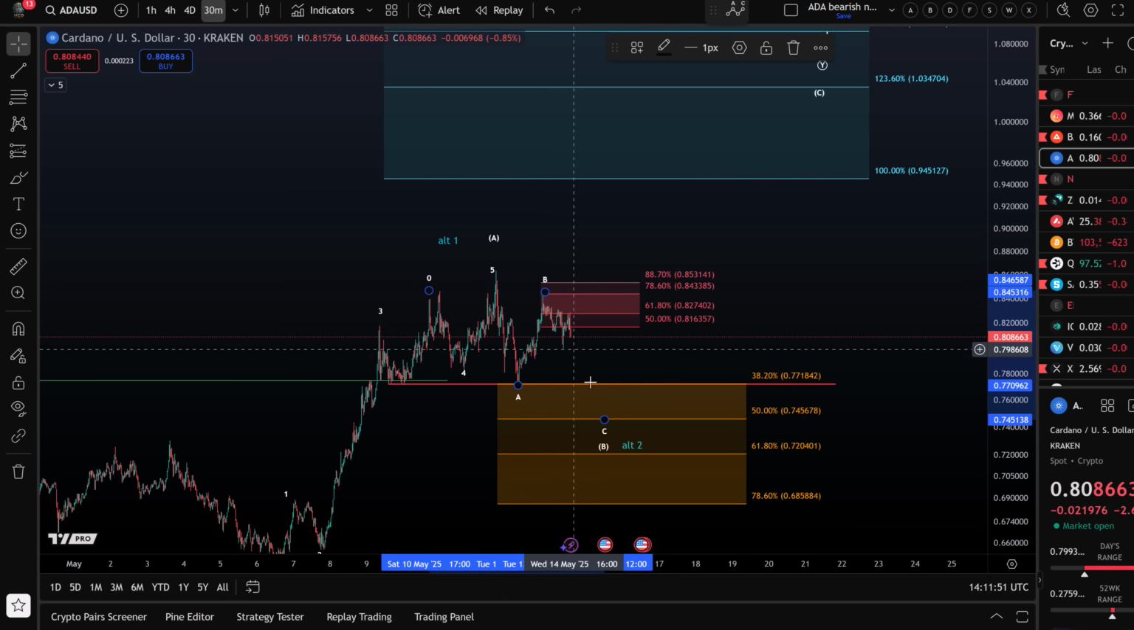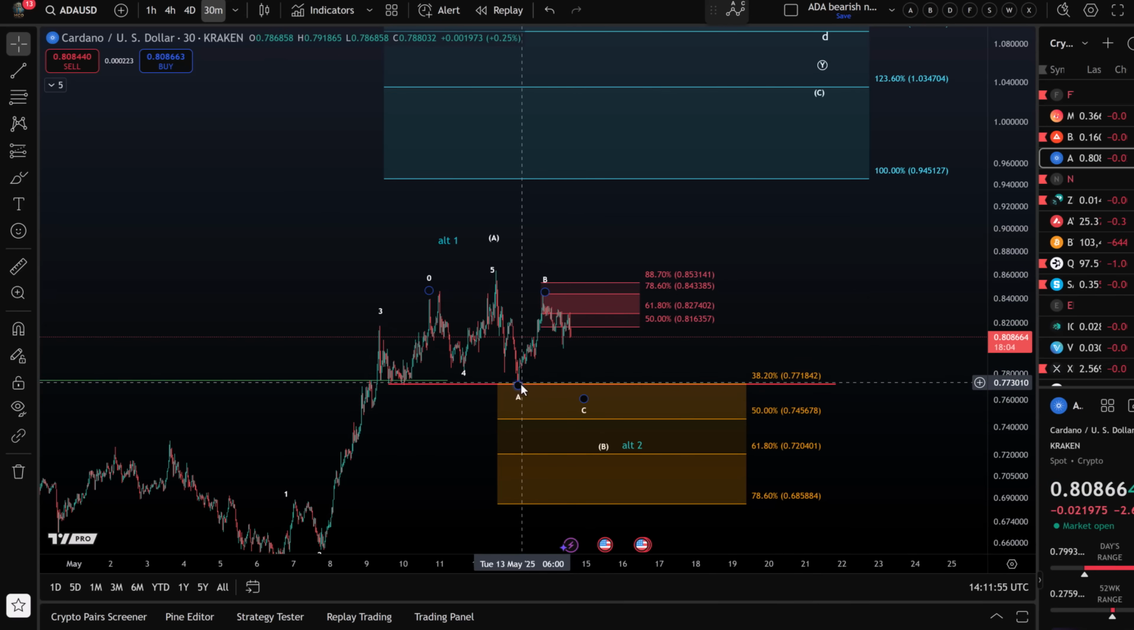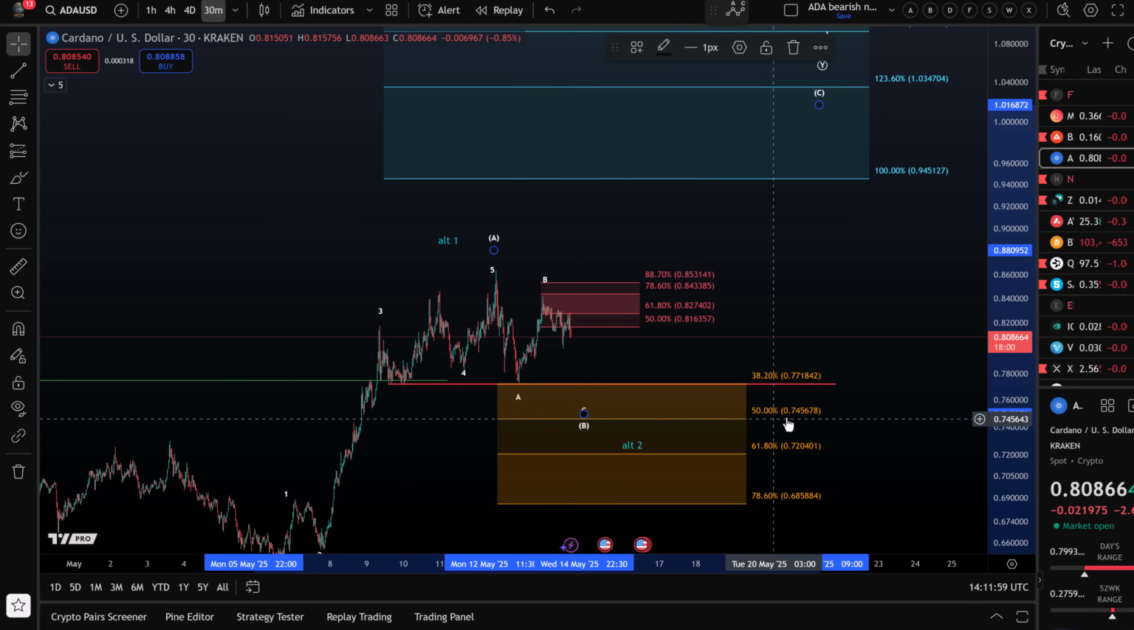And if the C wave really starts from here, then it should take the price a little below the A wave low that formed on the 13th of May. So maybe we will reach the 74.5 cent level. That being said, there is no sign at the moment that we're going for a more direct upside breakout. That would require a break above 85.3 cents. That might happen. So essentially, it's just sideways consolidation.